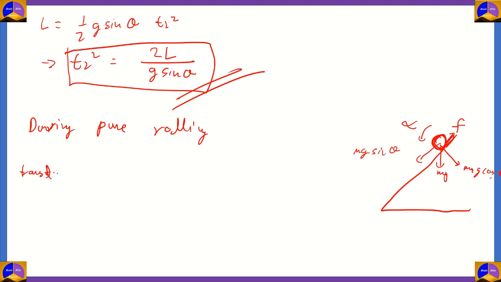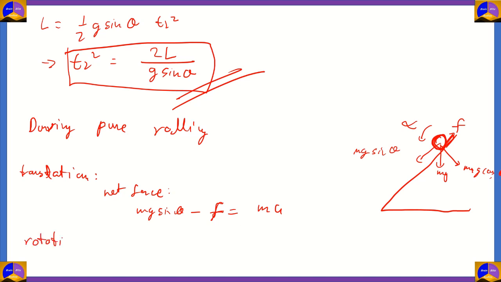Now, translation-wise, that means the motion we've done so far. The net force here will be mg sin theta minus F equals m times a. So how do we find out the value of this F? That's where we use rotation.